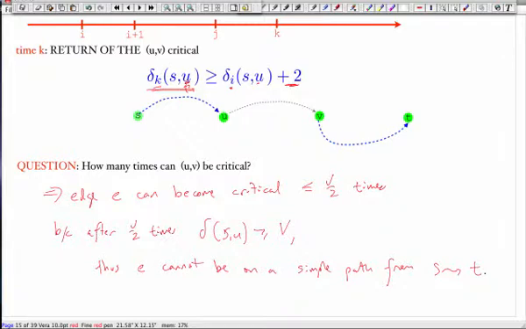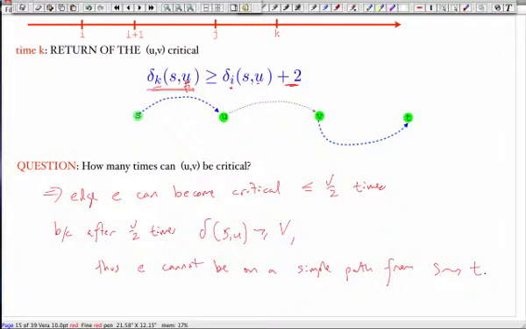Does everybody see? The first time, it gets 2 units farther. The second time, 2 more units. The third time, 2 more units. So after V over 2 steps, you'd be more than V units away from the source. That means you can never be on a path from the source to the sink, because you'd be more than V units away, and simple paths can have length at most V minus 1. Is there a nod? Does that make sense?